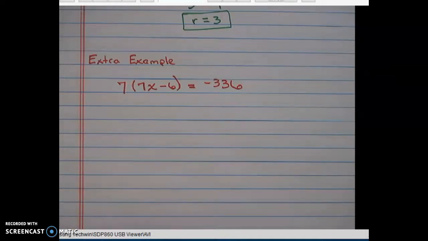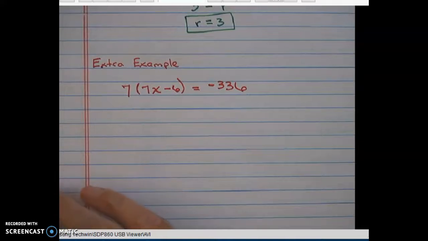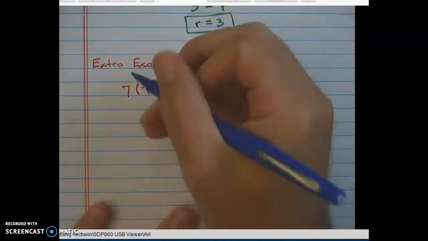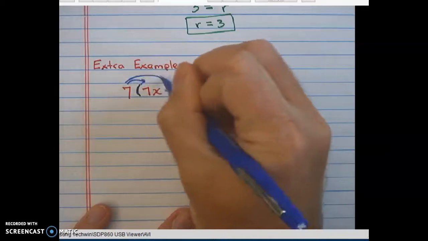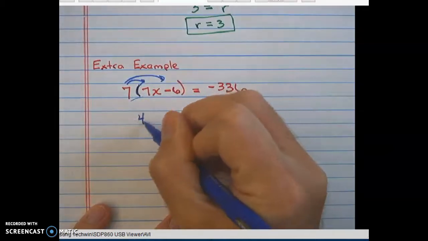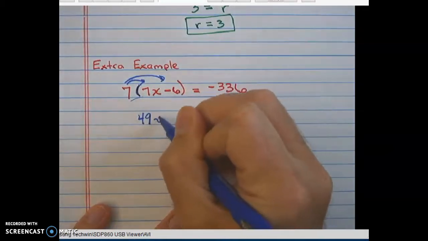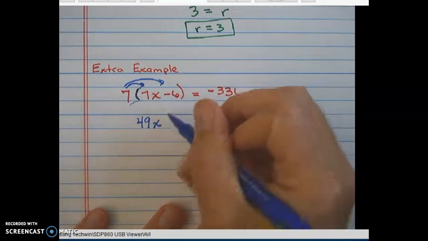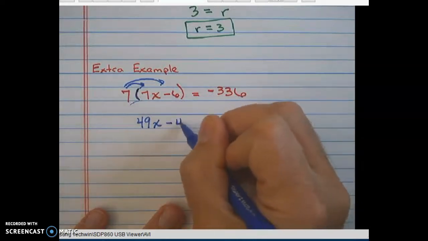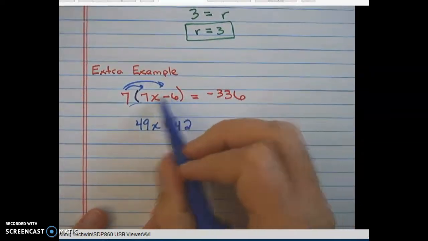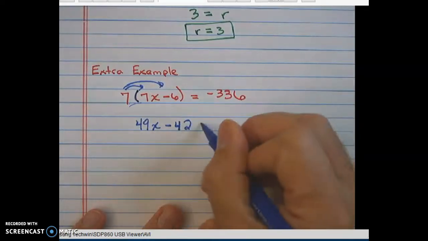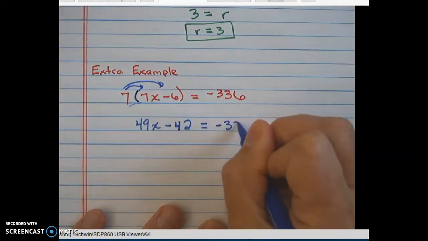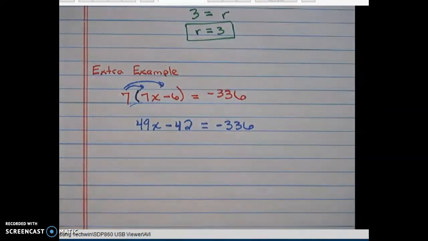All right, so we'll kind of speed run this one just to make sure. Hopefully you tried it on your own. You got an answer. You started, you noticed the parentheses, so you distributed. 7 times 7 is 49. I have the x there, so it's 49x. 7 times negative 6 is minus 42. Again, positive times a negative makes a negative, so hopefully you have a minus 42 there. Still equals negative 336.